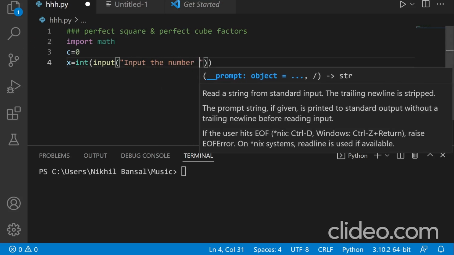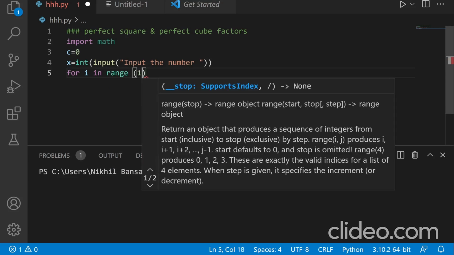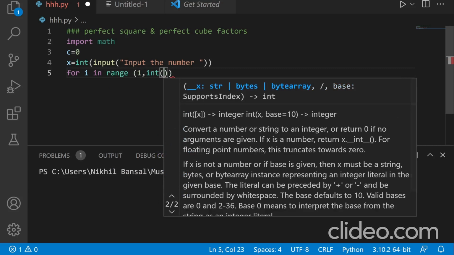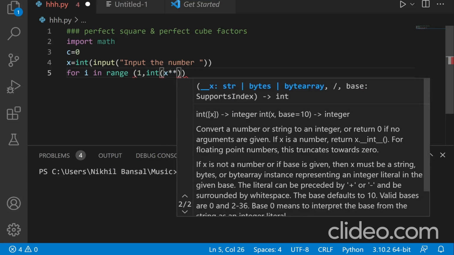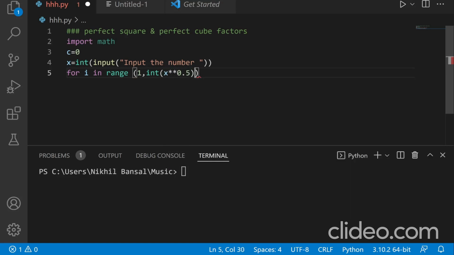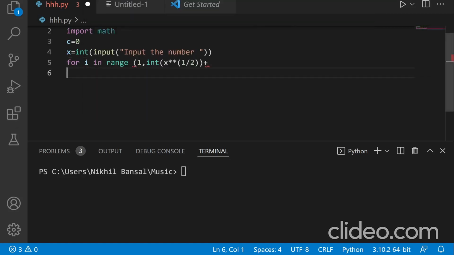I hope you understand this. That's why I'm writing int, because I need the integral part of it. Integral means I need an integer. So I'm starting my loop, for i in range 1 to int of the square root of x, and I will add 1 because the input may be a non-perfect square.